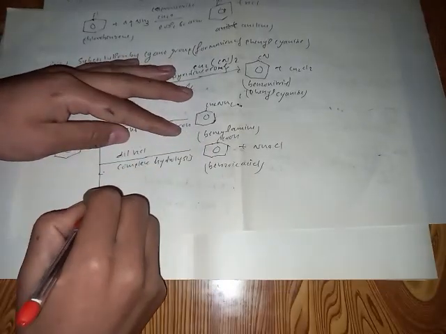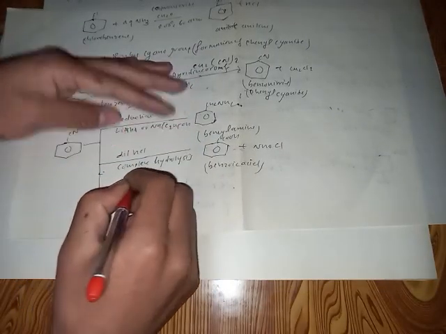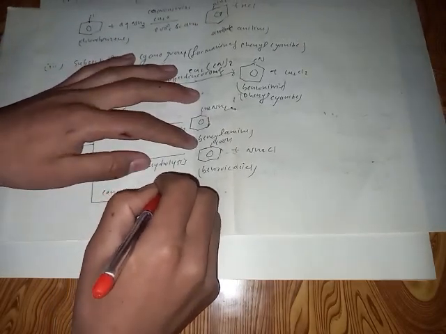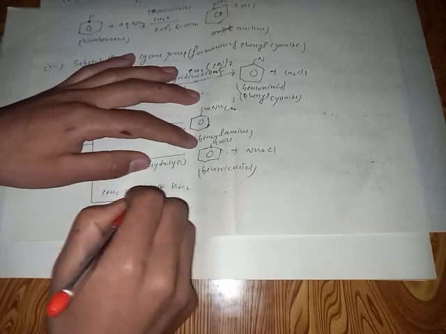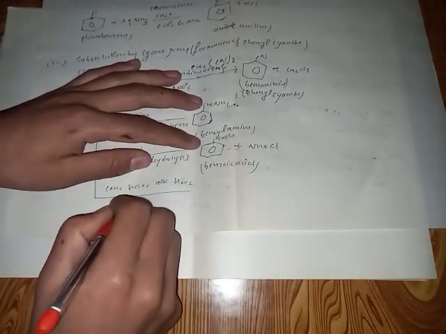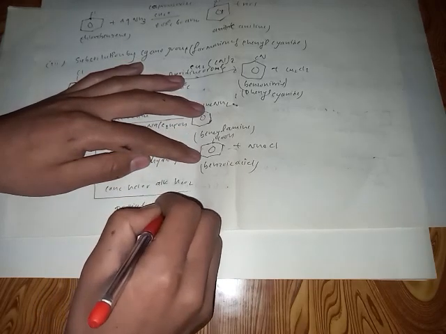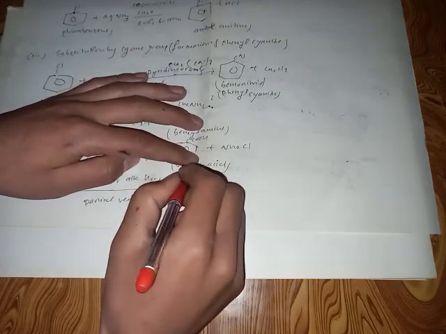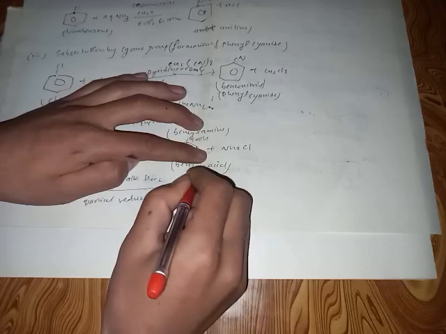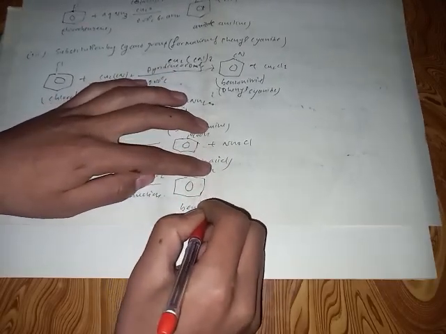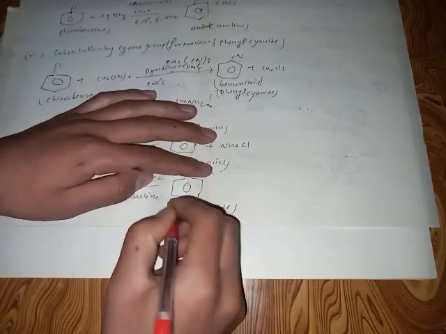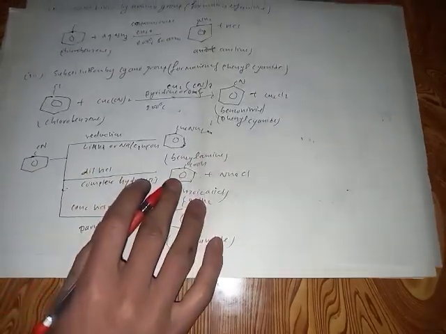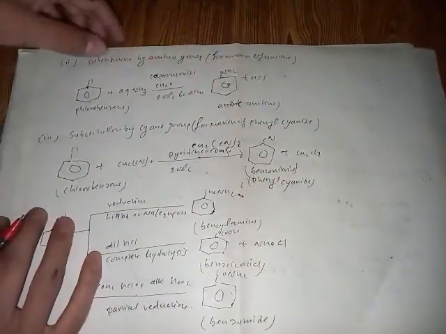Another, phenyl cyanide is treated with HCl or alkaline H2O2. The name of this process is partial hydrolysis. Then the new product is benzamide. The name of this compound is benzamide.